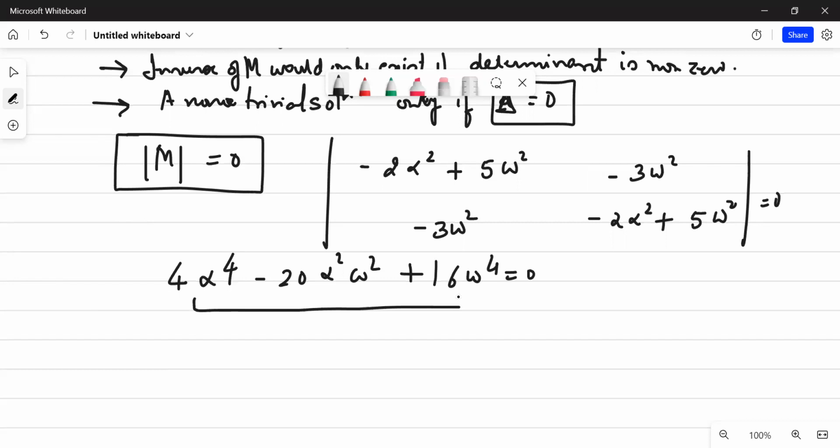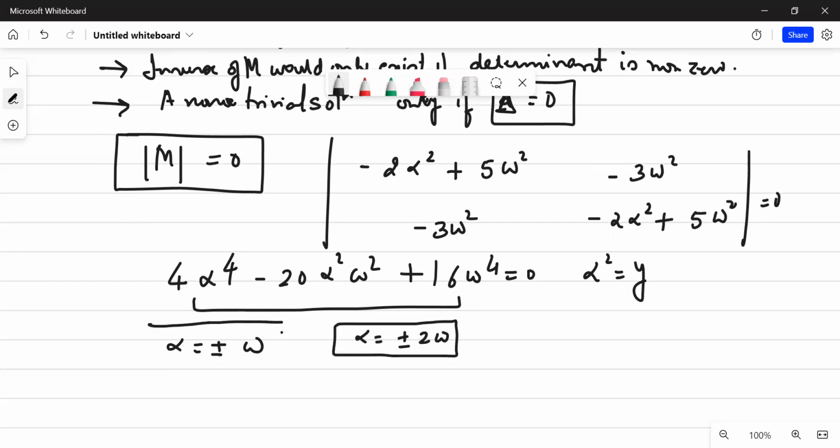And one can clearly see that this is a biquadratic equation. So you can take your alpha square as y and you can try to solve it. Once you solve it, I hope you'll get alpha equal to plus minus omega, and another would be alpha equal to plus minus 2 omega. This is something that I'm leaving to you. So you will get alpha as plus minus omega and plus minus 2 omega. This is something that you can check on your answer.